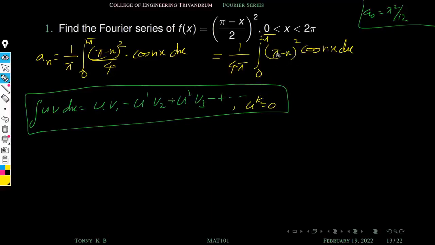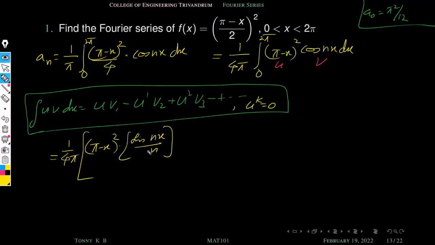Anyway, here (pi minus x) square is a polynomial. It has that property. After some finite number of derivatives, this term becomes 0. So I'm going to choose this as u and this as v. So the first function is u, that means (pi minus x) whole square, into v1. v1 means integral of cosine nx, so the integral of cos nx is sin nx by n.